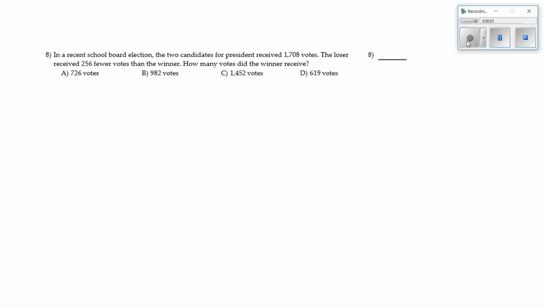Picking up with question number 8. In a recent school board election, the two candidates for president received 1,708 votes. The loser received 256 fewer votes than the winner. How many votes did the winner receive? All right, I'm going to have a winner. Let's see if that's going right.